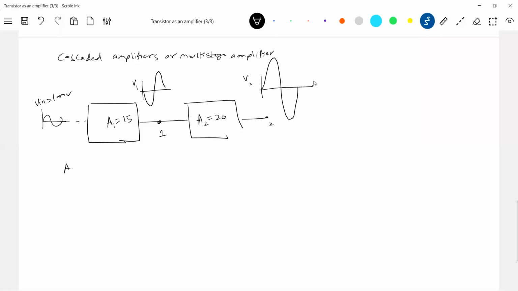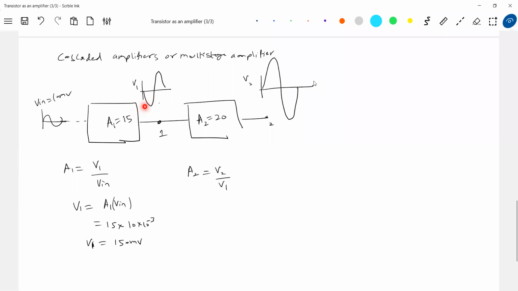So what is A1? A1 is equal to V1 by Vin. So what is V1? A1, 15 into 10 to the power of minus 3, that is 150 millivolt. Now the output of the first stage amplifier will become the input for the second stage amplifier. So what is A2? A2 we write as V2 by V1. This will become the input, cascaded. The output produced by this will become the input. I'll feed it here, connecting one by one.